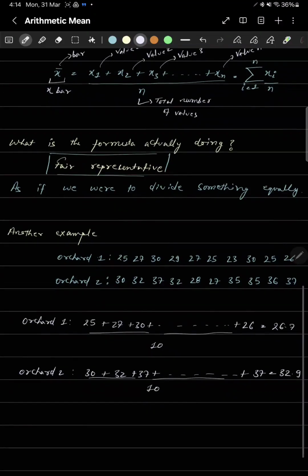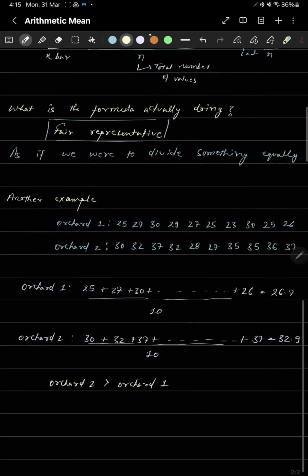So we can clearly see that oranges from orchard 2 tend to be heavier as compared to oranges from orchard 1, right? So we can simply say orchard 2 greater than orchard 1 in terms of how much a typical orange weighs from that particular orchard, yeah? So orchard 2 greater than orchard 1.